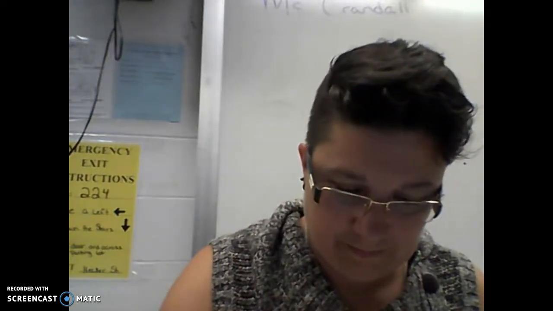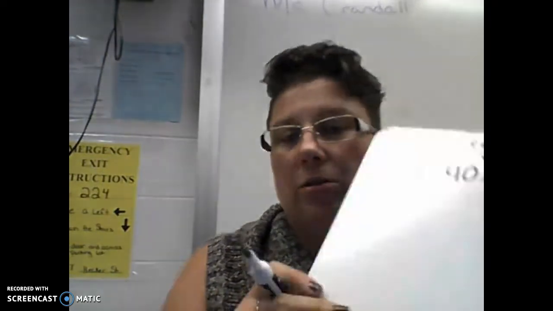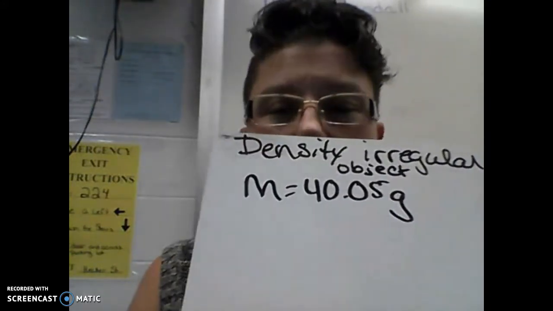Now this is density of an irregular object. So we're looking at densities of irregular objects. These are objects that aren't like cubes. They're not perfectly squared or anything that we can measure directly. So what do we do with it? Well, we have the mass. Now we've got to find the volume.